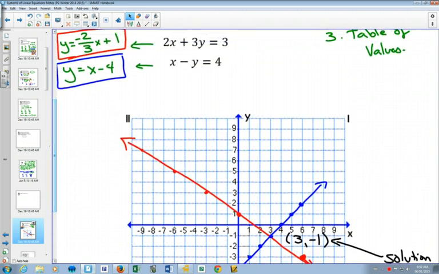If we go back to check them, if you plug in 3 for x and -1 for y, the first equation: 2 times 3 would be 6, plus 3 times -1 would be -3. 6 plus -3 would be 3. The first equation works. The second equation: 3 minus a -1 would be the same as 3 plus 1 equals 4. And those are the only values of x and y that make both of those equations work.